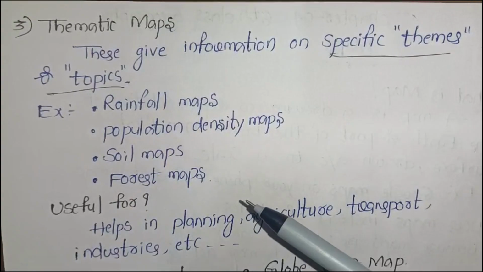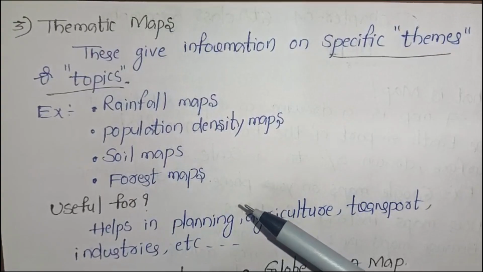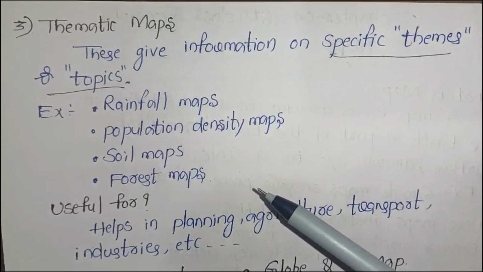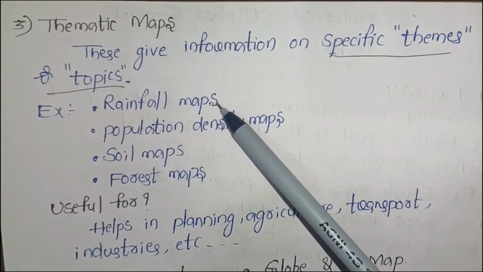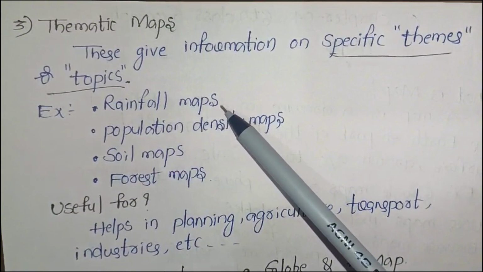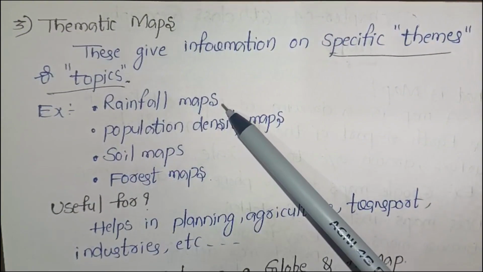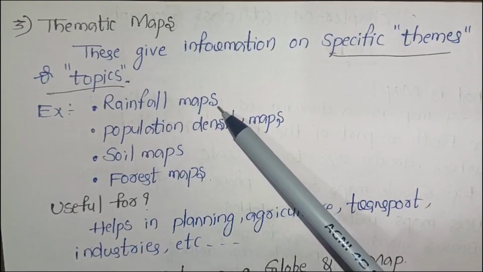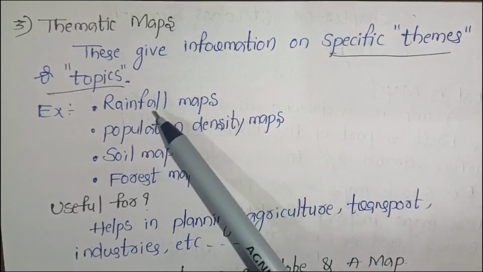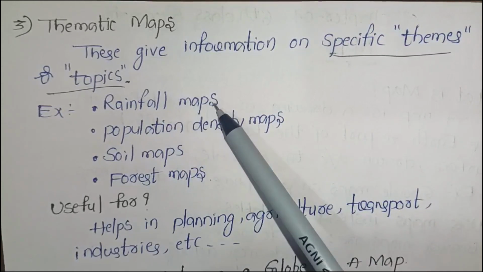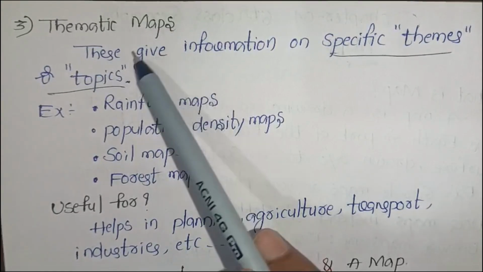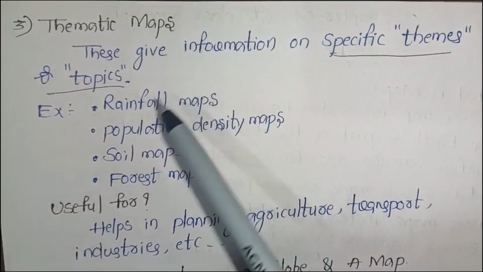For example, a rainfall map tells us which state receives the highest rainfall, like Meghalaya. I hope you understood. Through that we can identify: in India there are 28 states, so which state gets the highest rainfall? Through the rainfall map. This rainfall map is a thematic map. Keep in mind that thematic maps give information on specific themes.